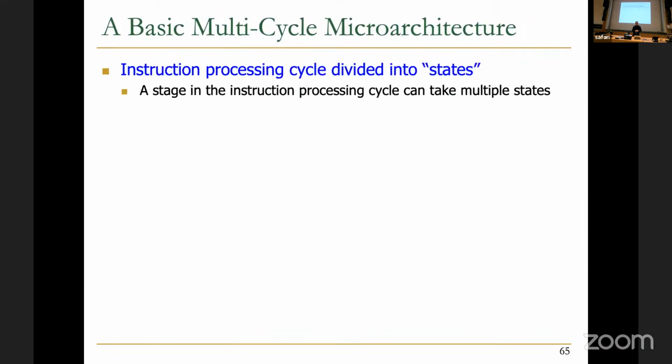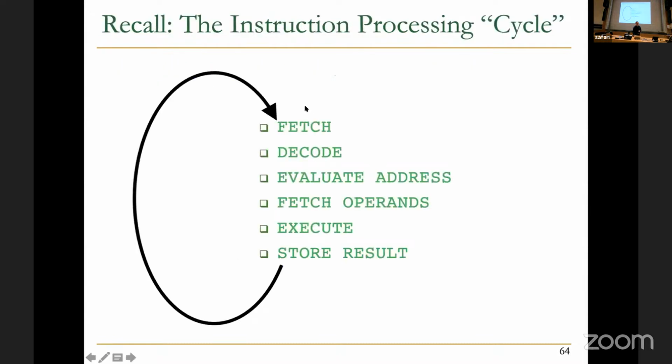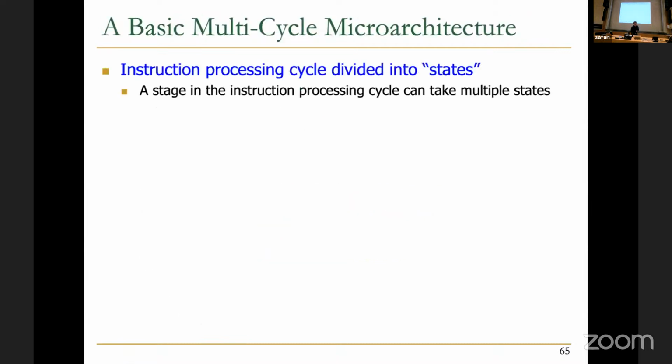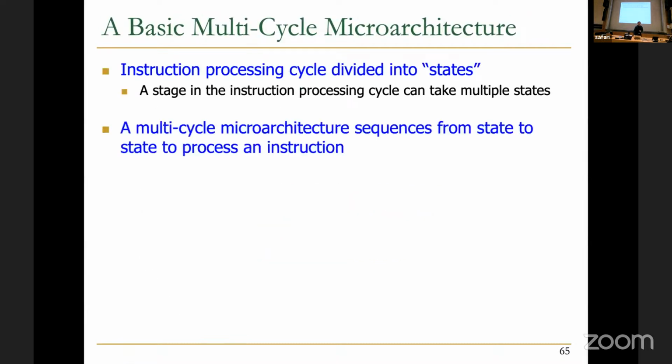So how do you design this? Basically, we divide instruction processing into states. And a stage in the instruction processing cycle can take multiple states. So the fetch stage, for example, can take 3 states, as we have seen earlier, right? We're going to see this again.